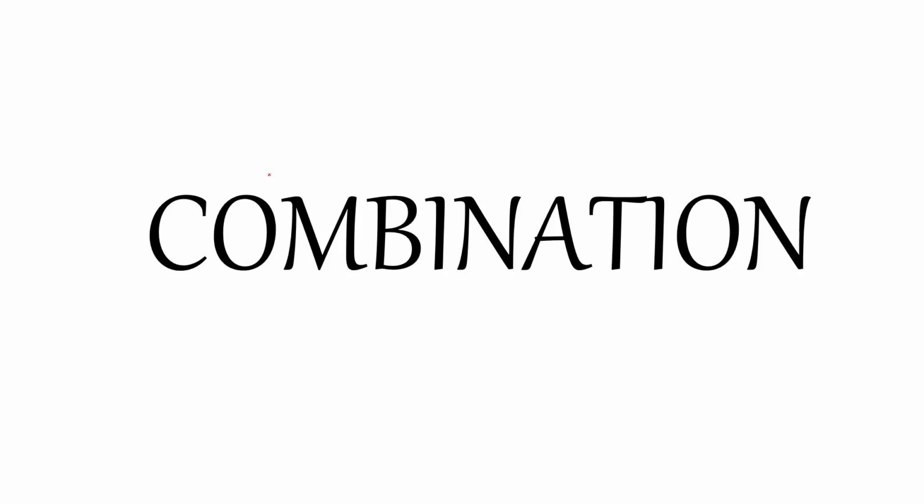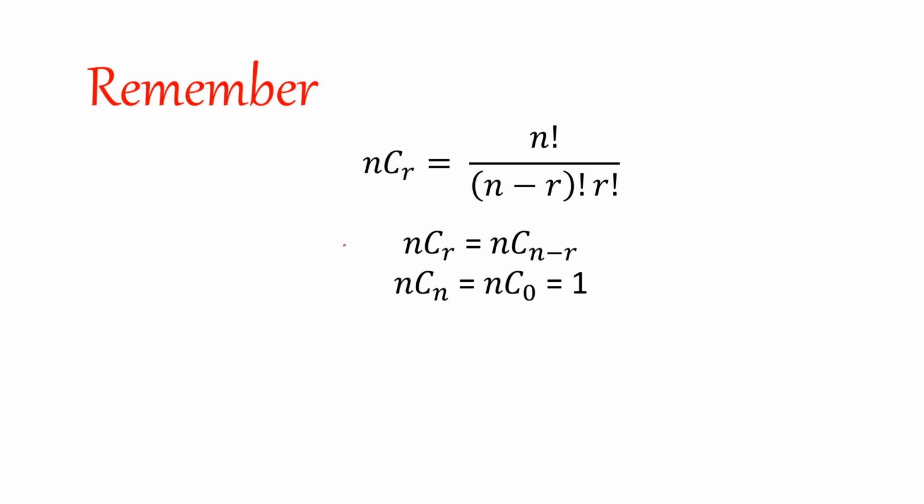Hi everyone. The last topic, combination basics. So here you have to remember these formulas. Already you would have studied. nCr is equal to n factorial by (n minus r) factorial into r factorial, and nCr is equal to nC(n minus r). nC0 is also 1. So these are the formulas you know already. And I'll give you some examples so that this will be a very useful formula.